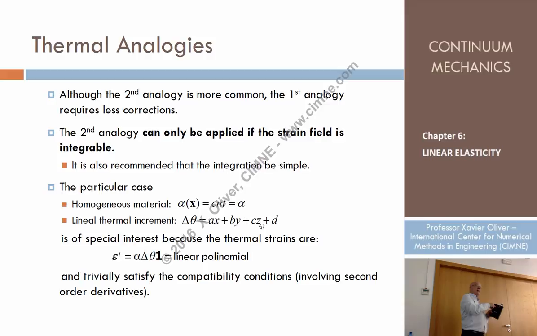Although the material concrete is homogeneous and the thermal expansions are homogeneous, we cannot say that this product, alpha delta theta, is homogeneous, is linear. So these strains are in general not integrable. So the second analogy is not a good way of facing the problem of calculating the impact of temperature on the stresses of a dam, if you are facing that problem.